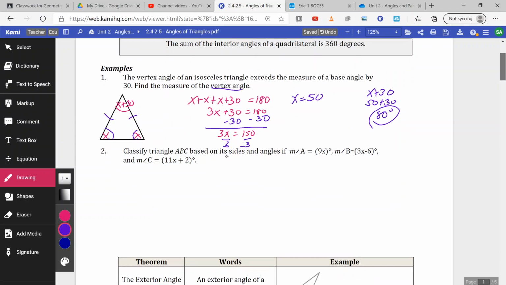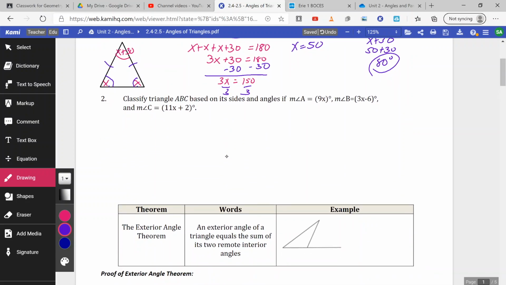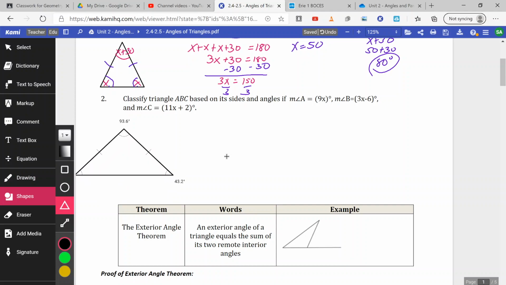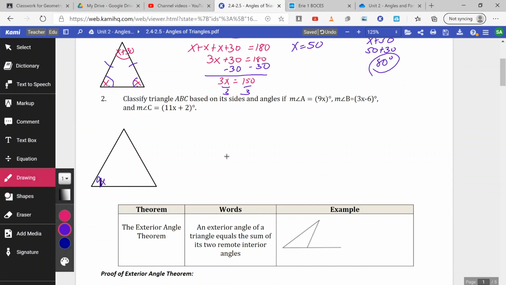Second problem, we are told to state what kind of triangle we got if angle A is 9x, angle B is 3x minus 6, and angle C is 11x plus 2. So again, we have a triangle. We don't know what it is. We're just going to put an angle. We know one angle is 9x. We know another angle is 3x minus 6. And our third angle is 11x plus 2. And just like before, if I add up all three angles, 9x plus 3x minus 6 plus 11x plus 2, I'm going to get 180.